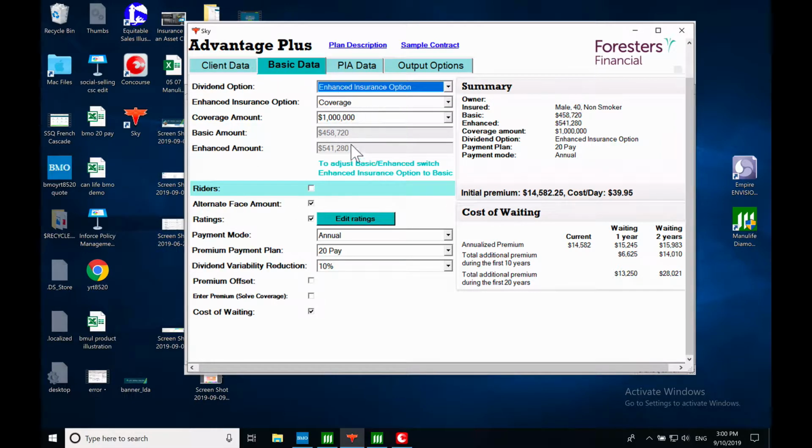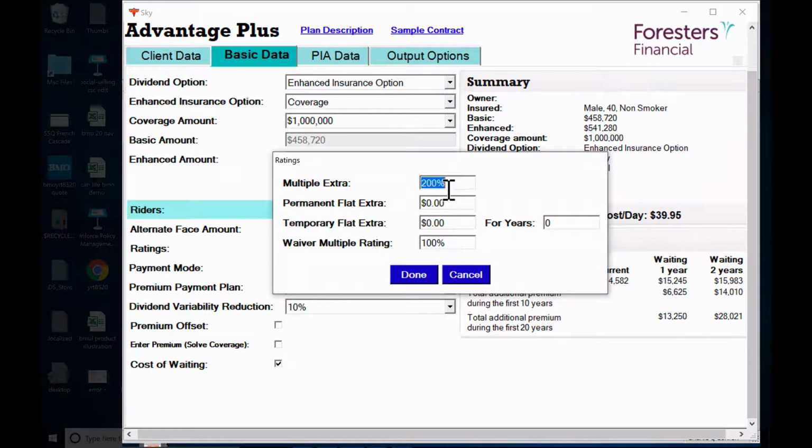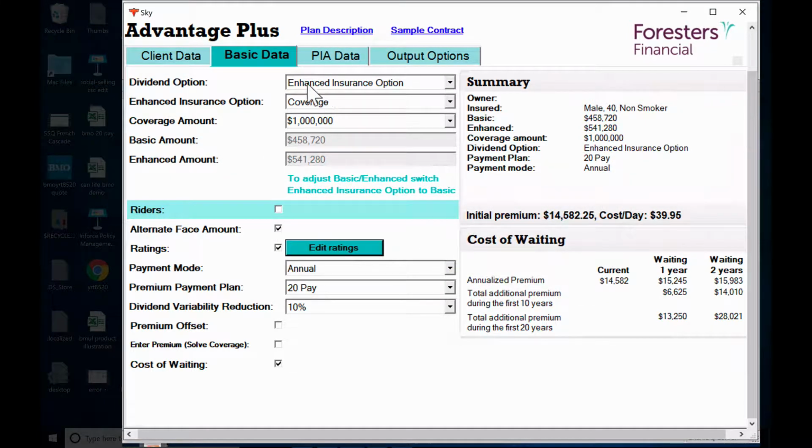Now, one of the neat things about the Forrester's plan is that when you do a rated amount, and you can just see, I'll just show you how I've set this up. You can see that on all of them, I've done a 200% rating. Essentially, I'm using the enhanced coverage option, which splits my total $1 million into a basic amount, 458, and an enhanced amount, which is a YRT rider essentially built into the whole life.